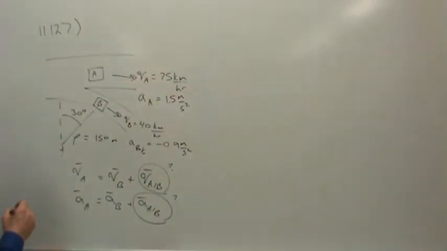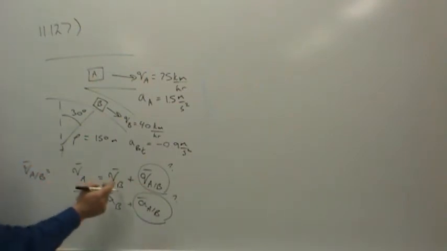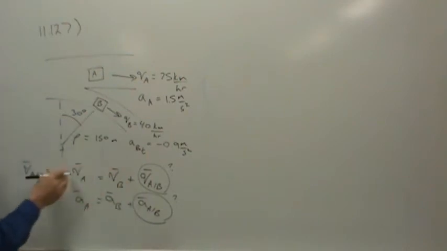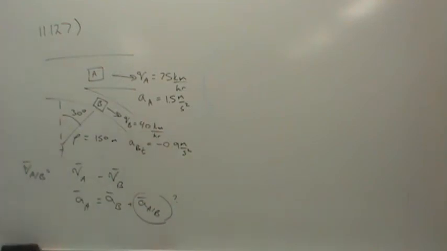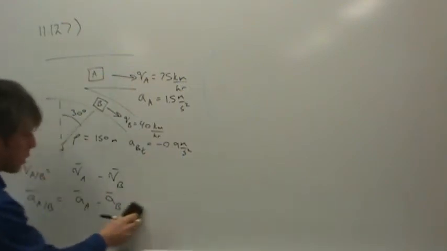Why don't we rearrange it? The velocity of A with respect to B would be equal to the velocity of A less the velocity of B, because all I've got to do is take this to the other side. So I'm going to use a little trick here, the magic of a whiteboard. There we go. Okay, so I've rearranged that equation. Do the same thing down here. Acceleration of A with respect to B is equal to acceleration of A less acceleration of B.